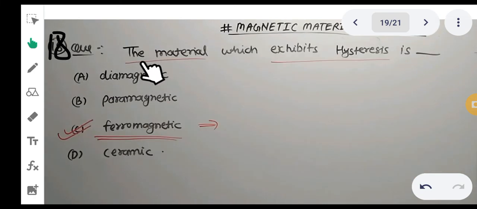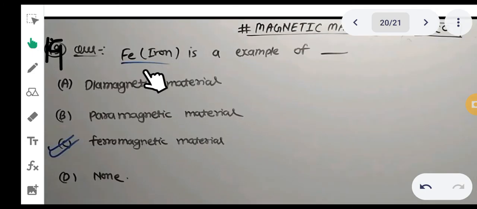And question 18, the material which exhibits hysteresis is, so the answer is ferromagnetic materials. They only exhibit hysteresis. So iron is an example of a ferromagnetic material.